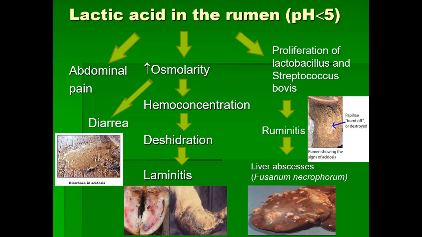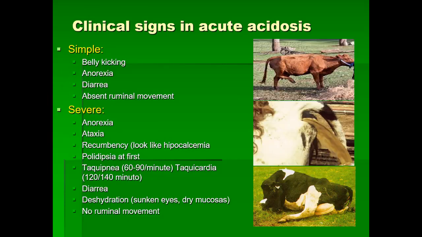Now, the other thing that animals show because of the excess water going into the GI tract is diarrhea, and we also mentioned abdominal pain due to the ruminitis, which is manifested by the animal kicking its belly with the rear legs. So we can divide an acute acidosis into a simple one in which the animal recovers in 2 to 3 days of the exposure, and then a severe one that will kill the animal.